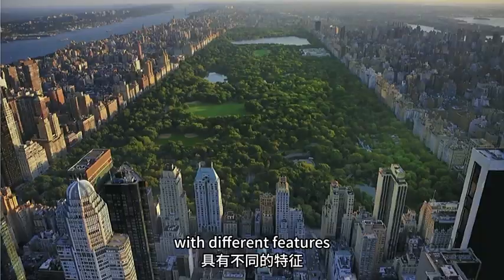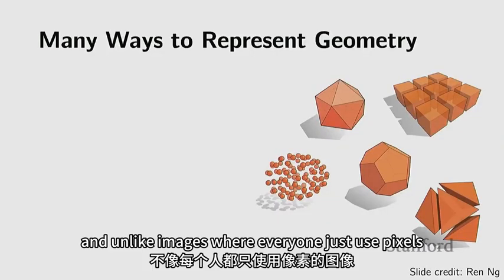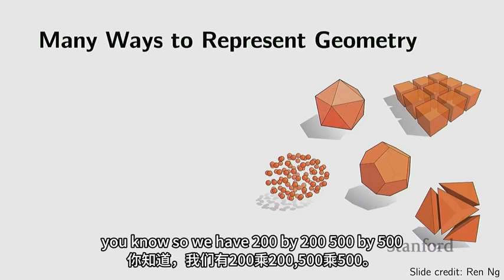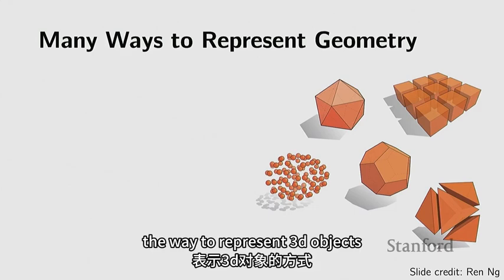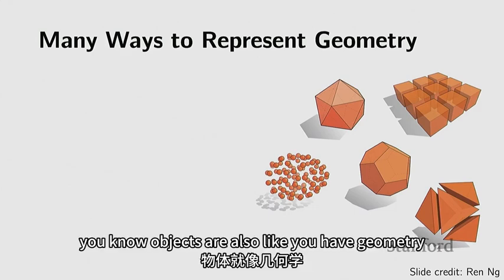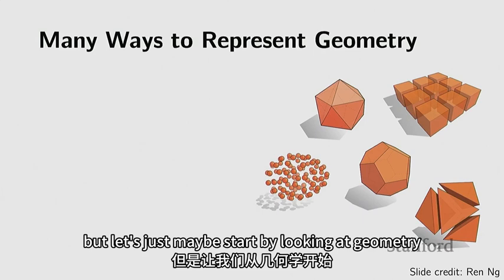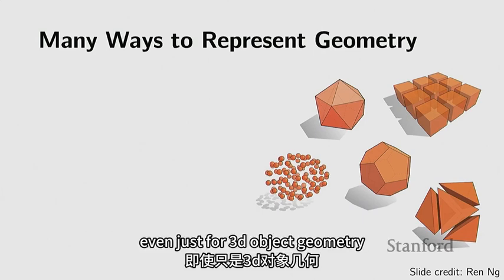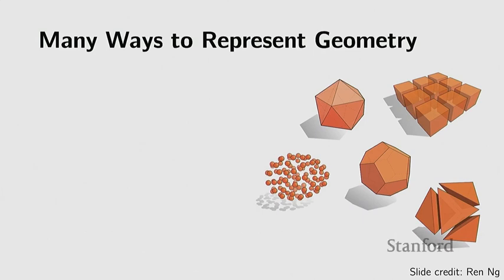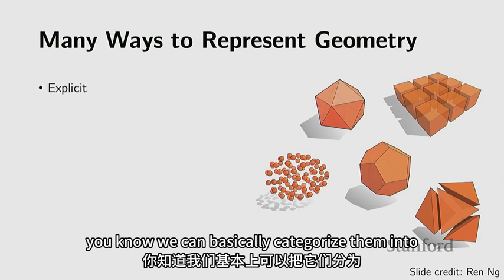So what are the best 3D representations to represent all these different types of 3D objects at different scales with different features? Unlike images, where everyone just uses pixels, so we have 200 by 200, 500 by 500, objects in 3D have geometry, textures, and materials. But let's maybe start by looking at geometry. Even just for 3D object geometry, there are so many different ways to represent them. We can basically categorize them into two different categories.